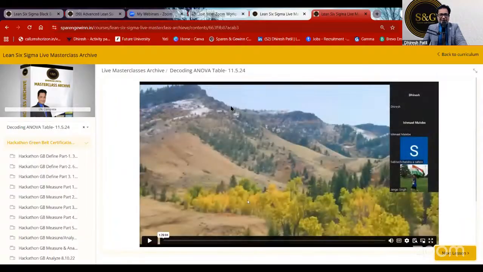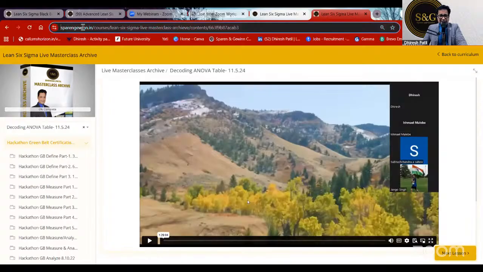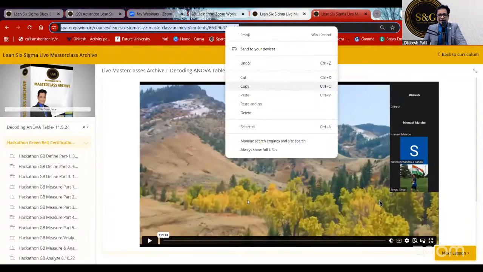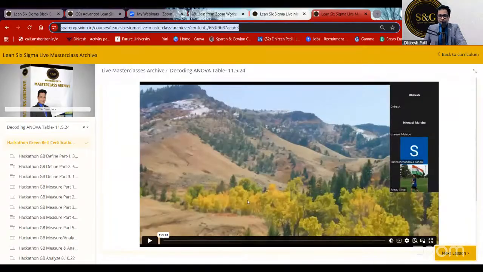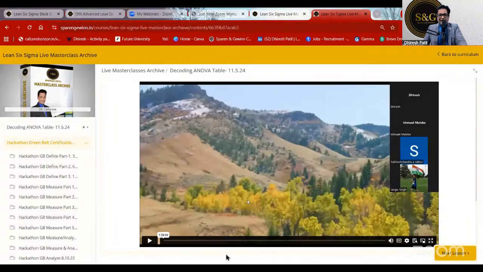So this is the session which was conducted, and I would highly recommend, I'm just putting this in the chat right now. Please go ahead and check out this ANOVA table calculation. Okay, so this is the link I have given. It is there in our masterclass archive. Everybody got it? Yes. In this, I have decoded how this ANOVA table is calculated step by step.